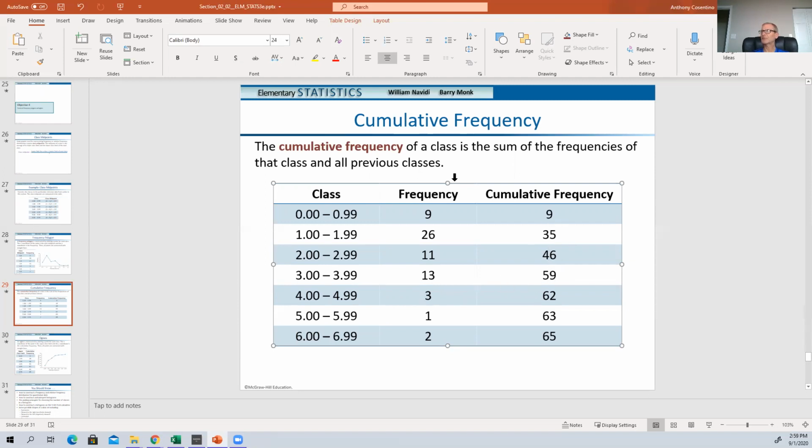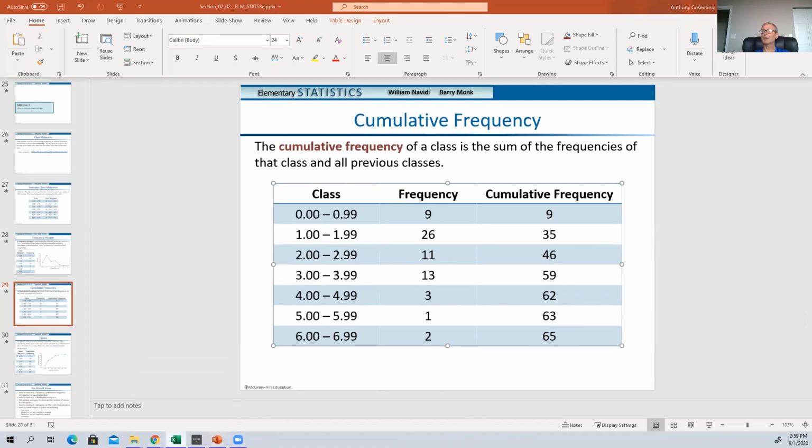But to get the first number, if you think about no entry, it would be 0 plus 9 gives us the 9, if you think about the first entry being blank. And so when you get to the bottom, you should get to the total number of data points. In this case, this was 65. And so that's what you would end up with regards to that.